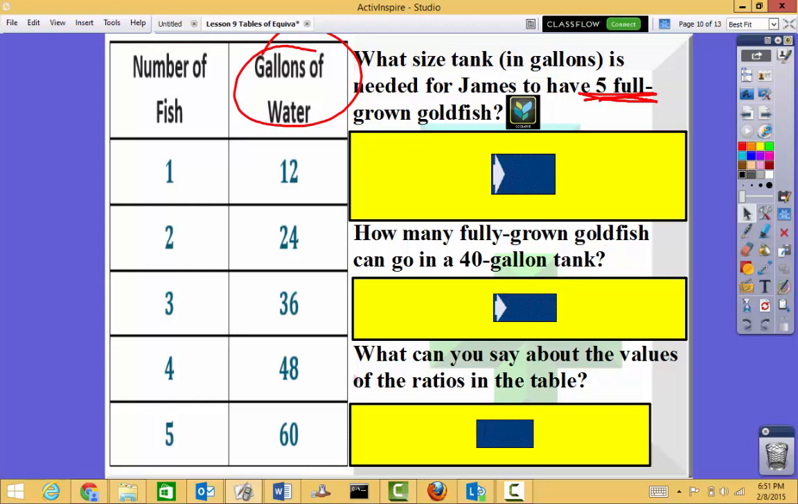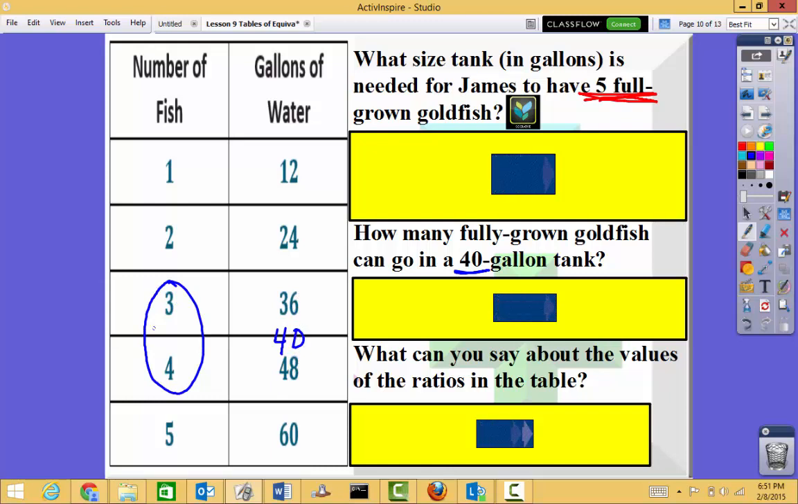How many fully grown goldfish can go in a 40-gallon tank? Well, this one's a little tricky. It's telling me how big my tank is. It's 40 gallons. So what I want to do is look and see, do I see 40 gallons anywhere on here? I don't. The closest I see is a 36 and a 48. So I'm kind of stuck. What do you think I should do? Well, let's check. 40 I know is going to be somewhere right in between here. So I know it's going to be either 3 or 4, since 40 is right in between 36 and 48.